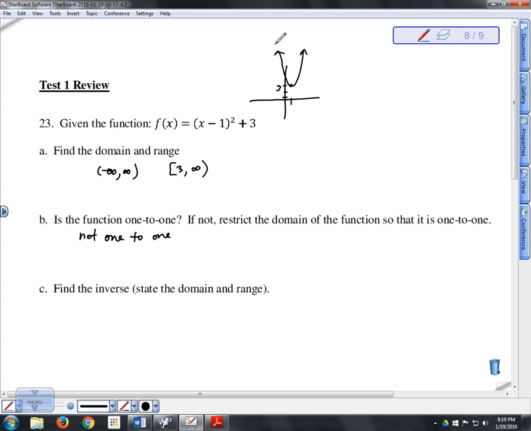So I'm going to imagine this graph with the left half gone. So it starts here and moves up. Now this graph passes the horizontal line test, so it's 1 to 1. The domain restriction now is from 1 to infinity. If I restrict the domain from 1 to infinity, that produces only the right side of this parabola, thus making this function 1 to 1. So now the domain is from 1 to infinity. The range is still from 3 to infinity.